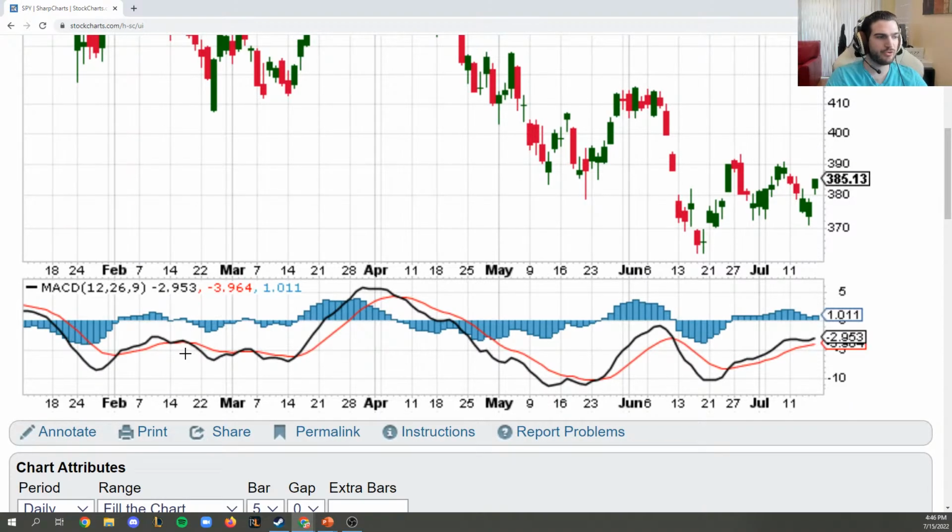MACD looks at two different periods. So this one is going to be looking here at the 12 and 26 day moving averages to compare those two against each other. We'll see the 12-day moving average in black, the 26-day moving average in red. So we can see periods where the 12-day moving average is outpacing the 26-day moving average, and we can see periods where the 26-day is outpacing the 12-day.